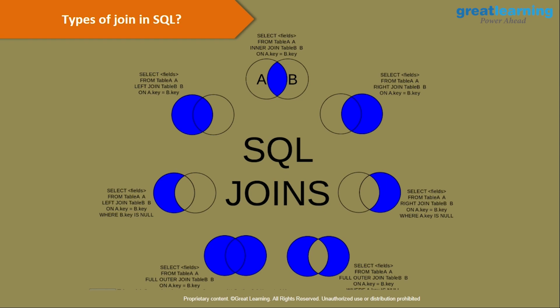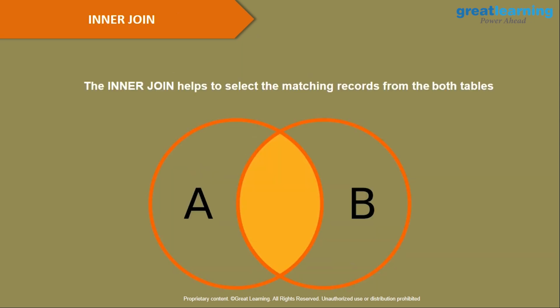For each of the joins we are going to do the demo, and also we will look into the theory as well. Now we will start with inner join. From the name itself, you can understand that if there is any inner connection between the tables, it is going to return those. So let me give you a proper example for that. The inner join helps to select the matching records from both tables. Yes, the example I was giving before.